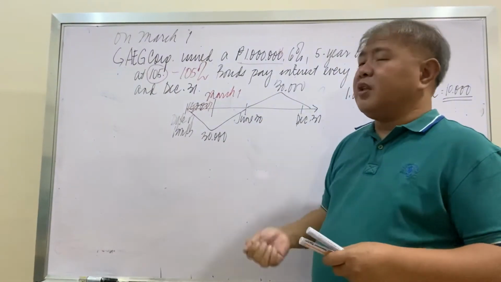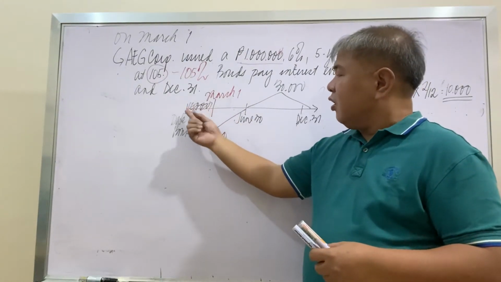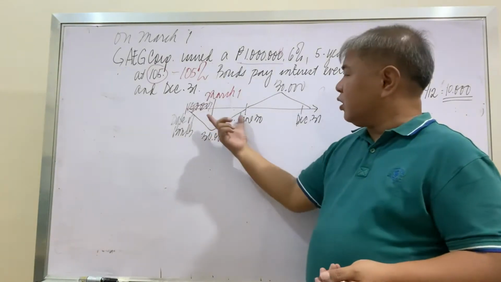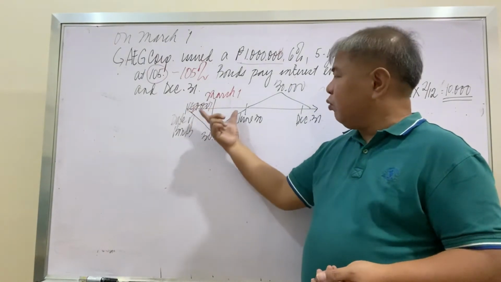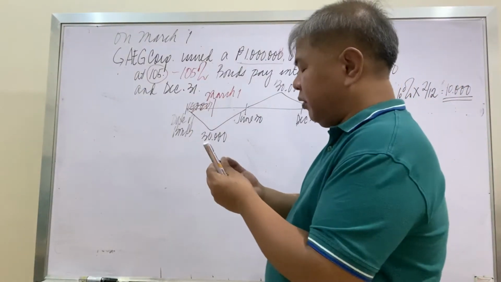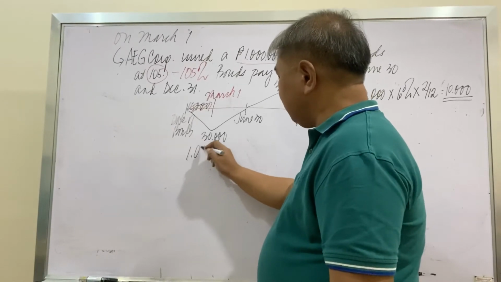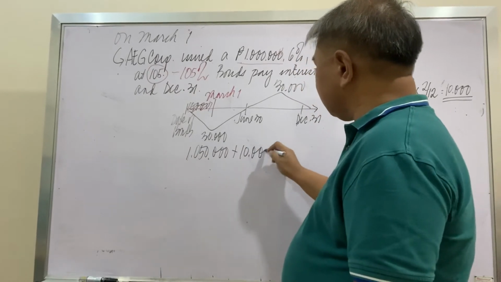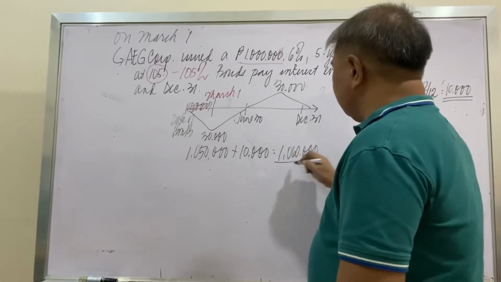But remember that the bond investor invested the money only on March 1, so he's not entitled to the interest from January to February. But the check will contain the interest for the 6 months. So this will be paid first by the investor, and then he will be reimbursed for the whole 6 months. Therefore, the issue price of the bond will include the 10,000: 1,050,000, what we computed earlier, plus 10,000, so this is 1,060,000. This will now be the issue price of the bond.